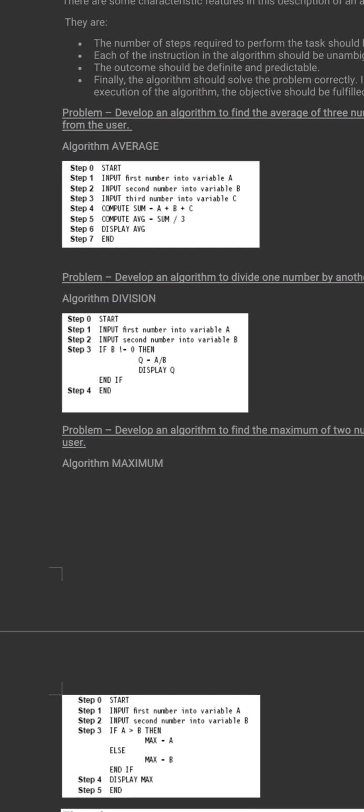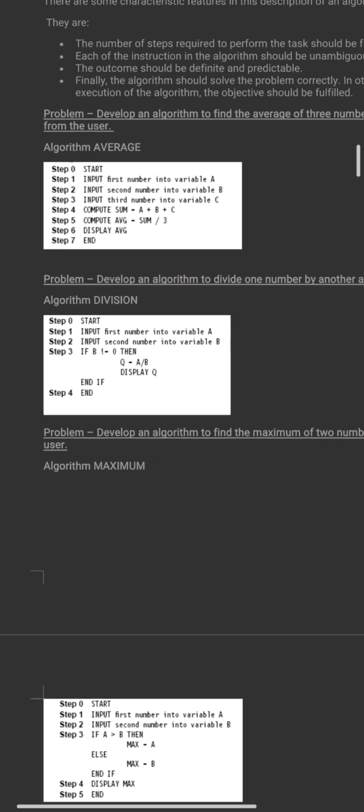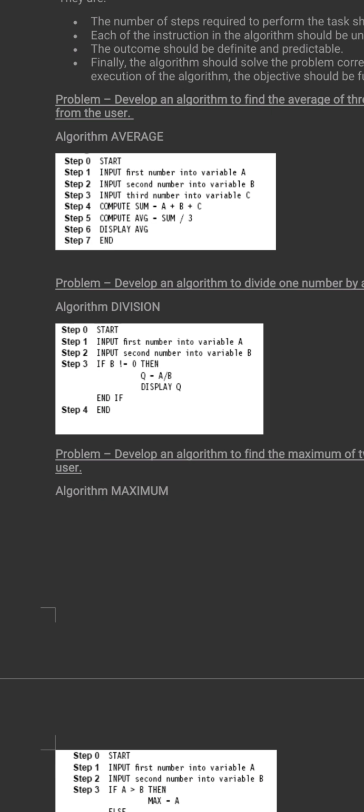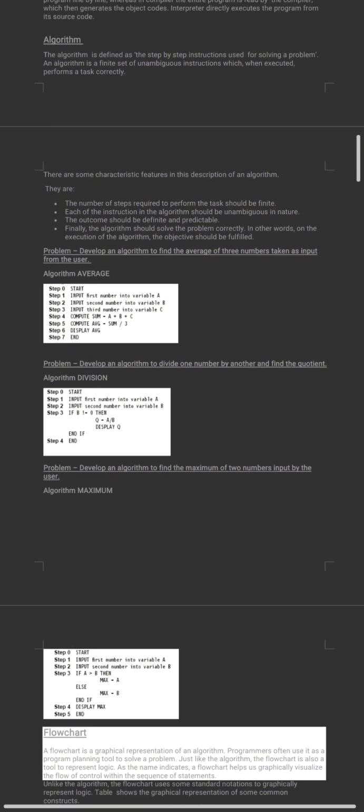The second example is an algorithm to divide one number by another and find the quotient. As usual, in step 0 they start, and in step 1 they input the first number and assign it to variable A. In the second step they input the second number and assign it to variable B. In the third step they check a condition, whether B equals 0 or not. If B is not equal to 0, they find the quotient and display it, end the if, and in the final step they end the program. These are some examples of algorithms.